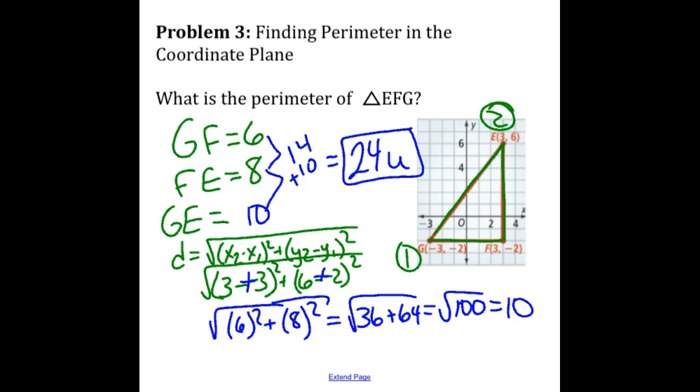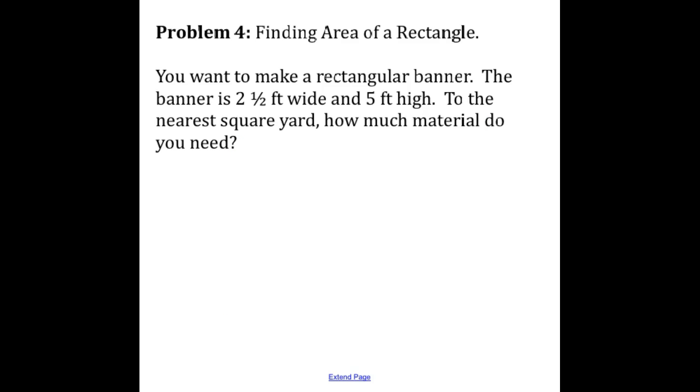This video is getting long, but we're almost done, so I'm going to keep on going with it. Finding area of a rectangle. It says you want to make a rectangular banner. The banner is 2.5 feet wide and 5 feet high. To the nearest square yard, how much material do you need? Now, notice the units. We start with feet, we end with yards. We start in 1 dimension, which is feet. We end in 2 dimensions, yards squared. So we're going to have to be careful in some of our conversions as we're doing this.